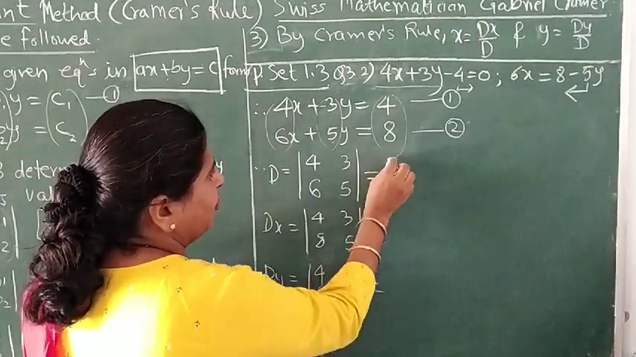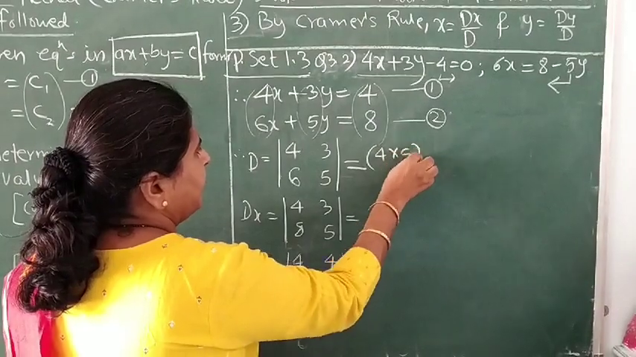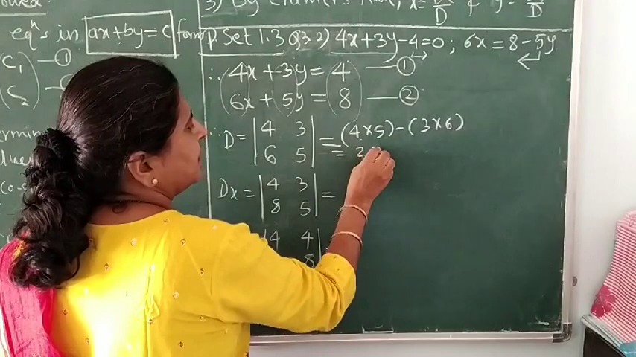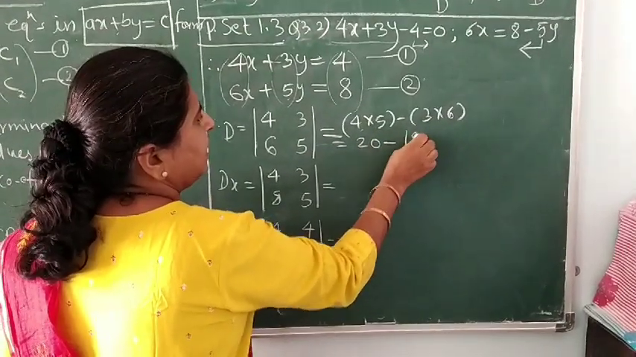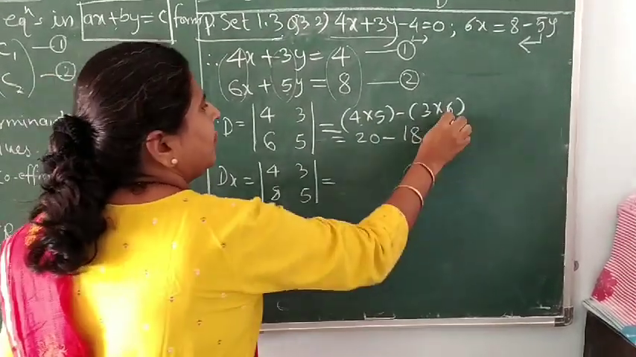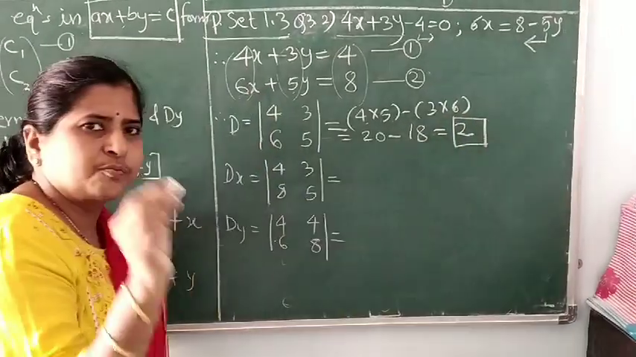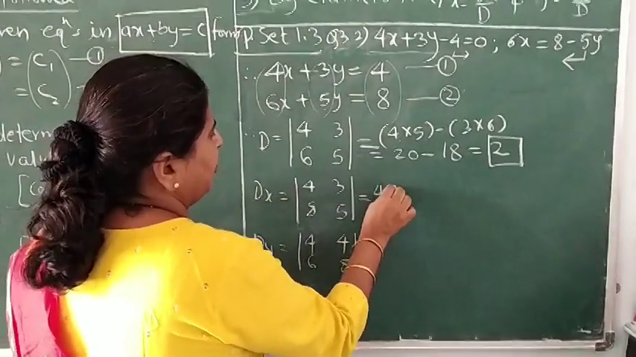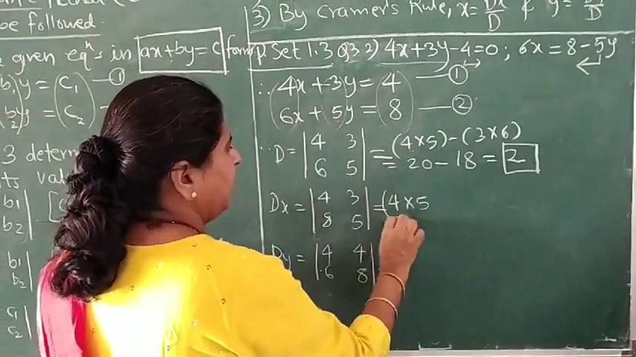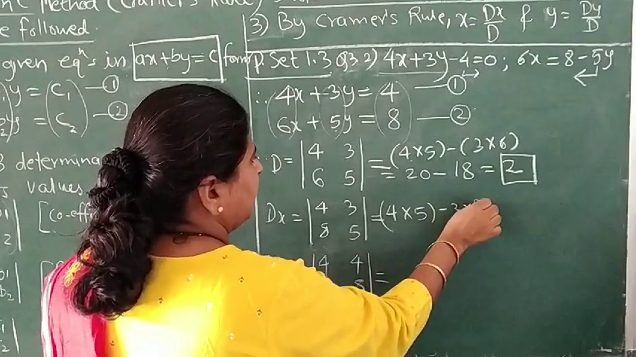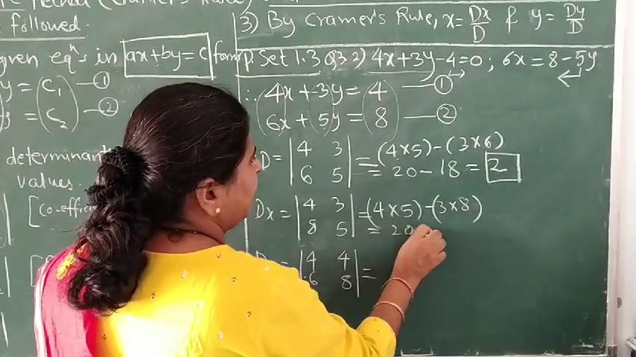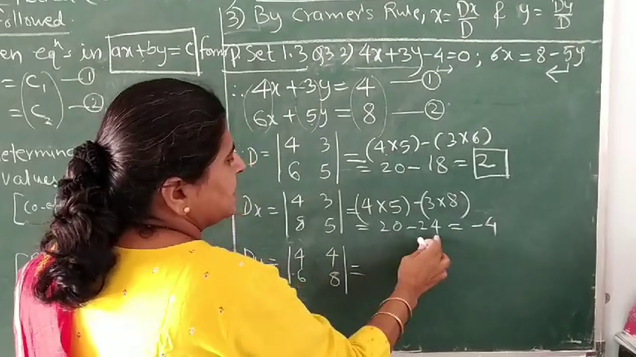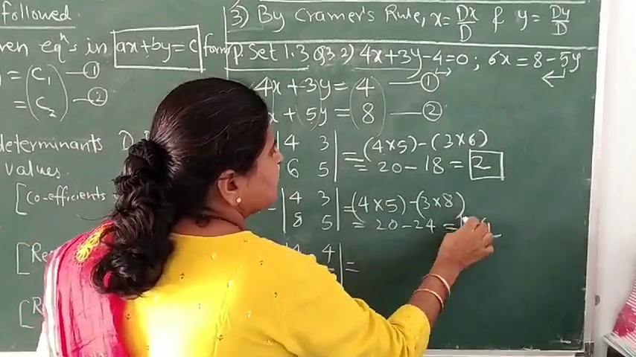Cross multiplication: 4 into 5 minus 3 into 6 will give you 5 4s are 20 minus 3 6s are 18, which is 2. Be careful while doing this calculation. A small mistake of yours can give you a wrong answer. Now here it is 4 into 5. 4 5s are 20 minus 3 8s are 24. So it is 20 minus 24. Answer is minus 4. Signs are different. 24 minus 20 is 4, sign of the bigger.